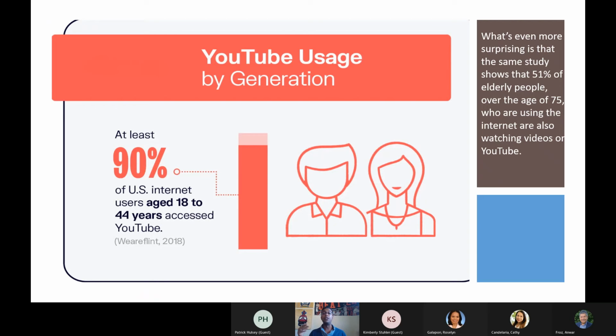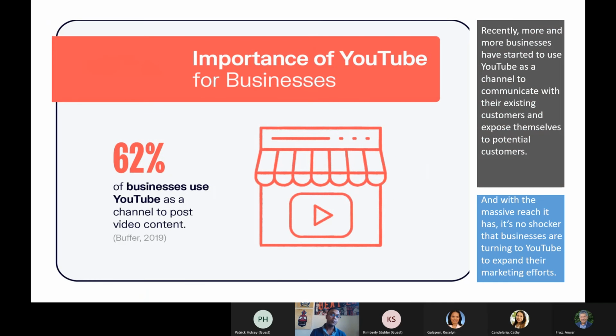YouTube usage by generation. When you look at this graph, you can see at least 90% of internet users 18 to 44 access YouTube. And what's even more surprising is that same study showed 51% of elderly people over the age of 75 are watching YouTube videos regularly as well. And that number has only grown through the pandemic.